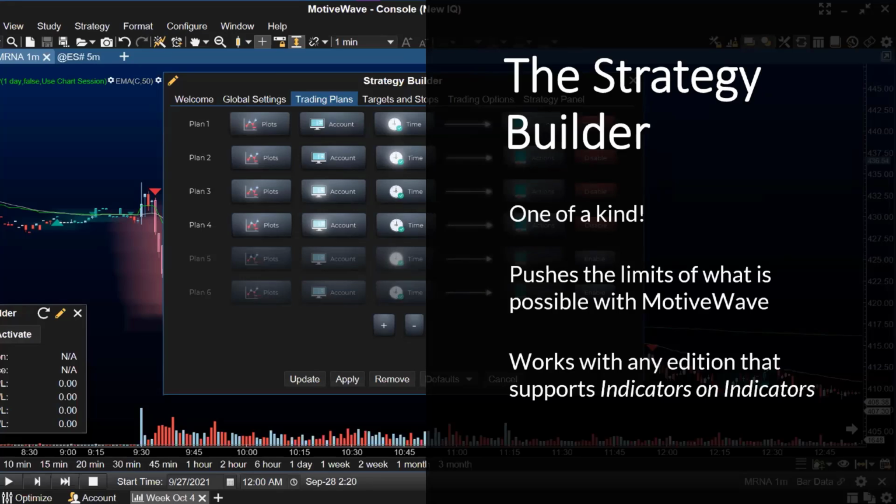But it does not stop there. You can actually use your strategy for live trading in MotiveWave. It is not only for backtesting or testing. No, you can also use it for live trading.